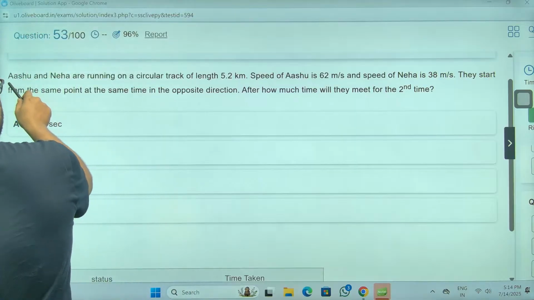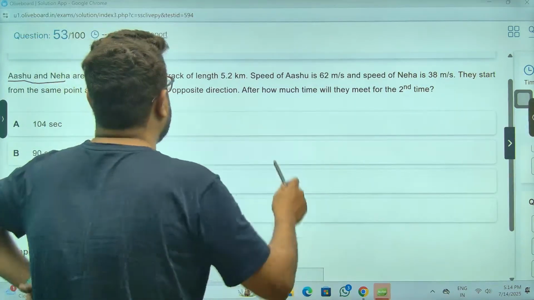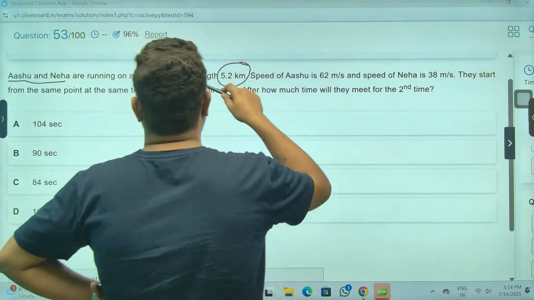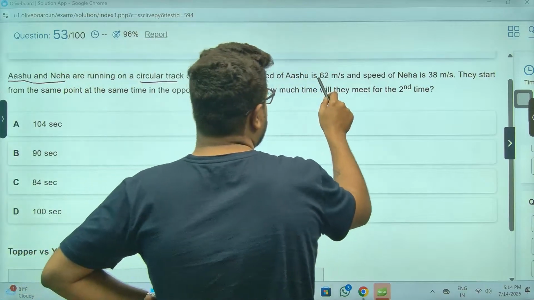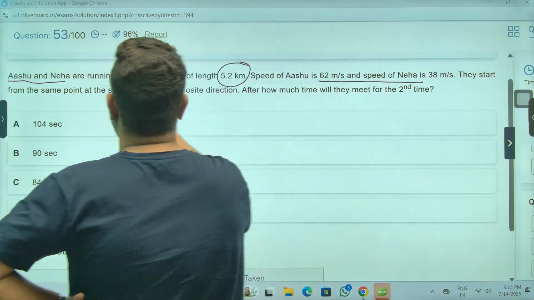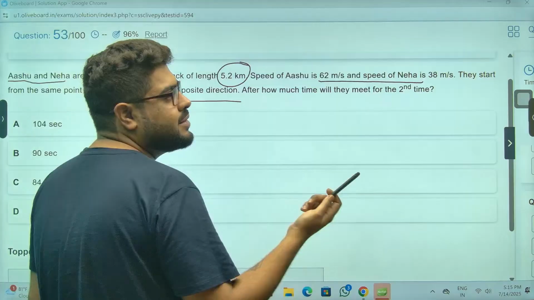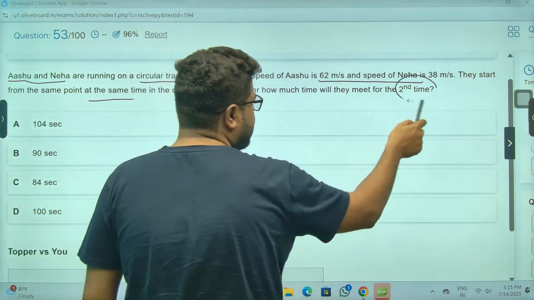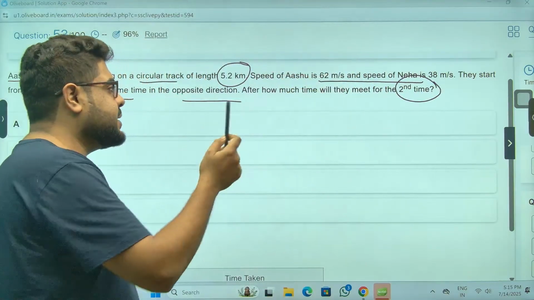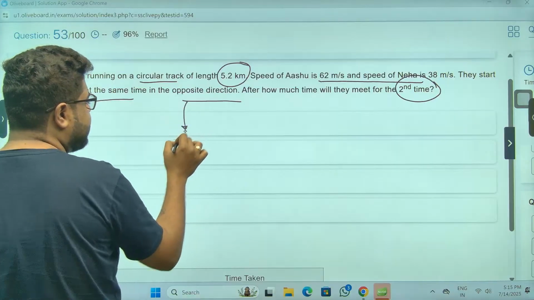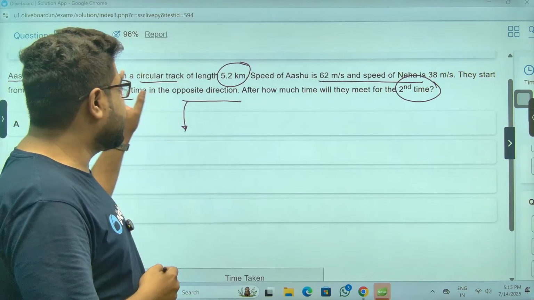Chalo. Ashu and Neha are running. This is the track length. Okay, a circular track. So speed is given. They start from the same point, in opposite directions. Sir, at the second time they are asking, don't worry, sir. Second time, third time, that doesn't matter. After how many seconds will they meet at any point? They have not told us.